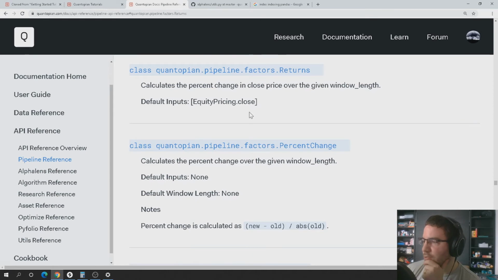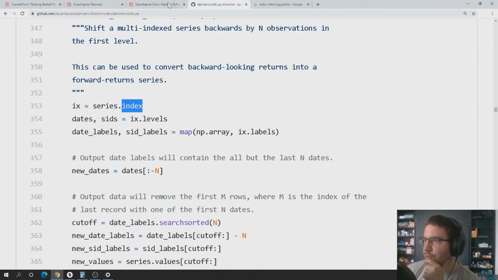I mean, there's not a lot here, is there? Should we try and find it in the Quantopian world? The GitHub.